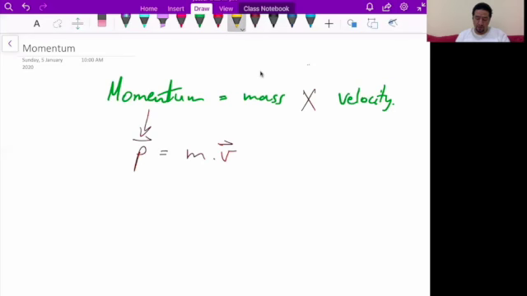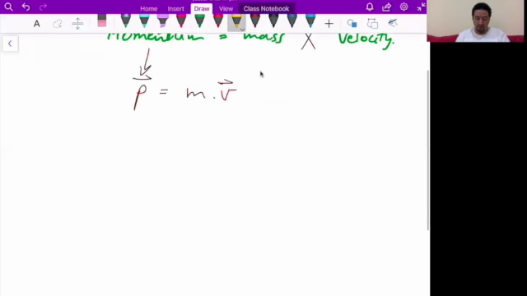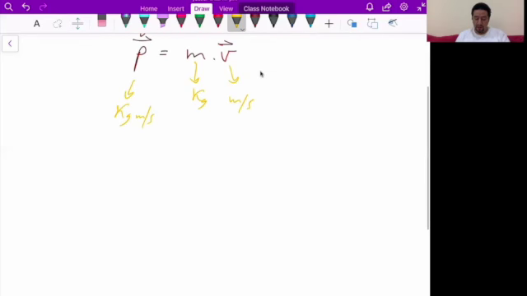We need to know the unit of momentum. The unit of momentum is the same as the unit of mass times the unit of velocity. The unit of mass in SI is kilogram, and the unit of velocity in SI is meter per second. So the momentum unit is kilogram meter per second. Let's analyze the equation. We have momentum, which is equal to mass times velocity.